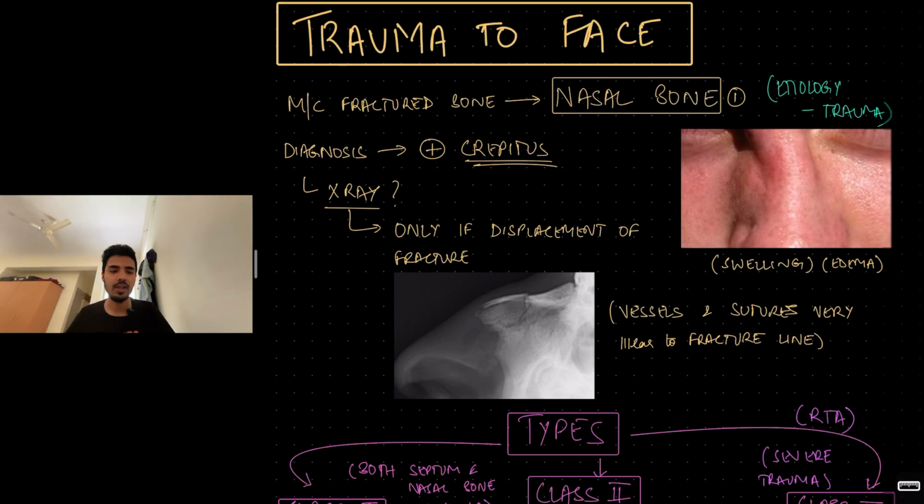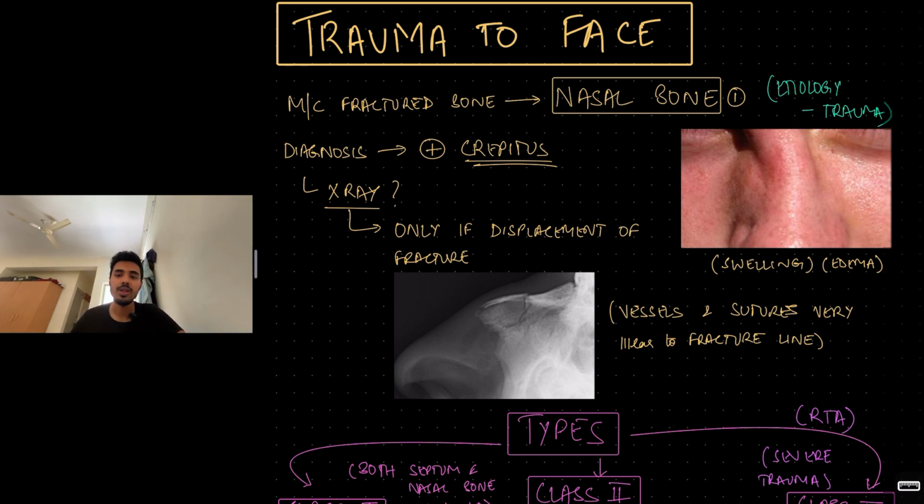Today we'll be covering trauma to the face. Now, when there is any trauma to the face, the most commonly fractured bone is, of course, the protruding one, the nasal bone. So first, let's look at nasal bone fractures. Causes: trauma. So what happens?